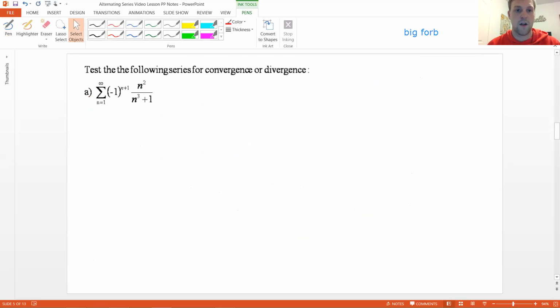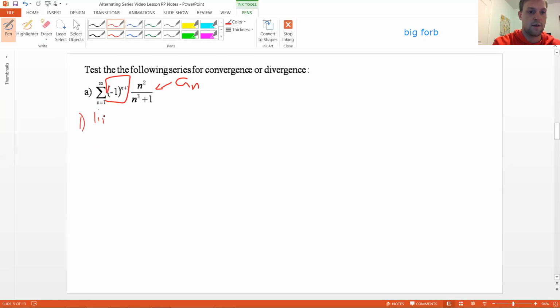All right, test the following series for convergence or divergence. I think it's pretty easy to tell that this piece right here is my alternating series piece, and the rest of it is my a sub n. So then I'm going to do my test for alternating series by starting off with the limit.